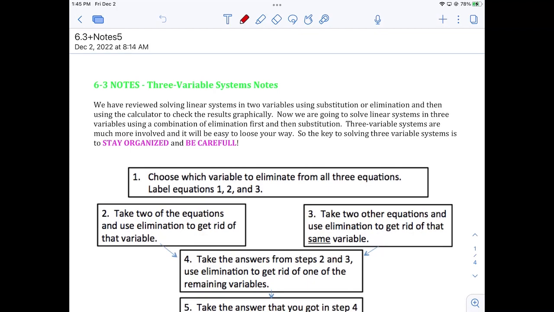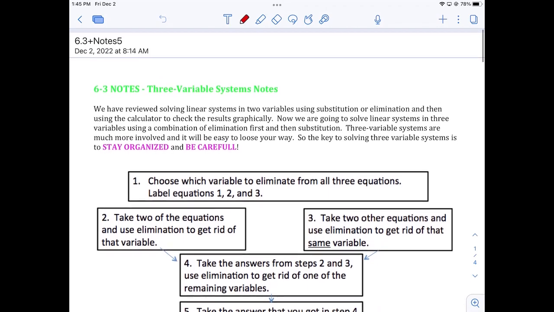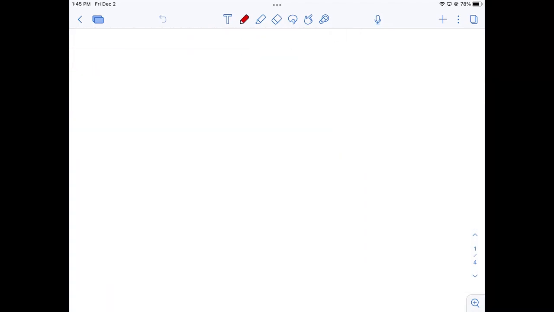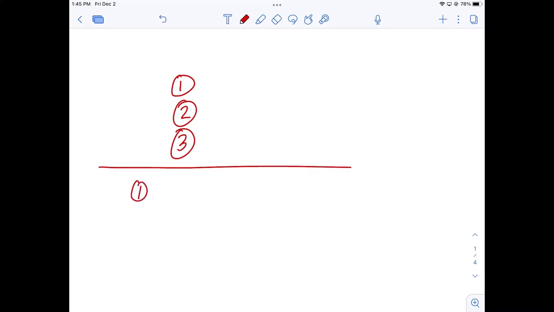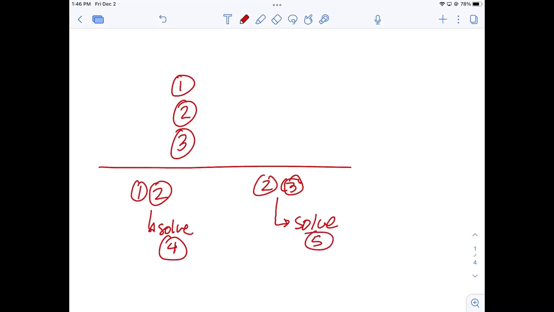The process is not as straightforward, though, as it was with the system of two equations. Let me walk you through what we're going to be doing here. You have equations 1, 2, and 3. We can't solve all three at the same time, but we do know how to solve two at a time, don't we? So we're going to take 1 and 2 and solve. And then we're going to take 2 and 3 and solve. This is going to give us equation 4, and this is going to give us equation 5. In other words, we're just doing it twice.